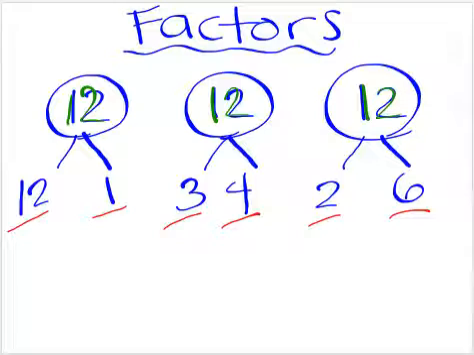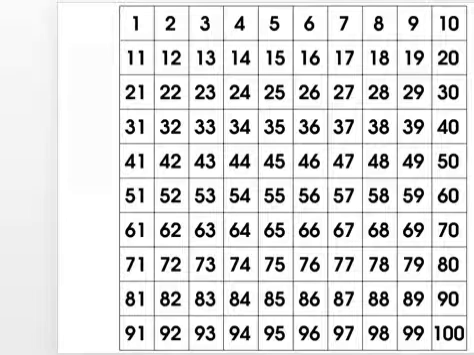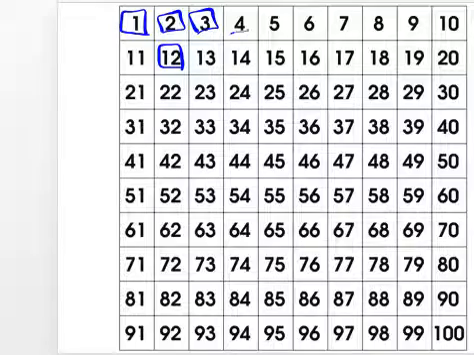So just to prove it to you, let me show you on a hundreds chart like we've seen in class what that looks like. If we think about the number 12 to start, let's highlight all of the factors of 12 leading up to the number 12. So 12 is where I'm going to land in the end. I can multiply 1 times 12, 2 times 6, 3 times 4, 4 times 3, 5 doesn't work, 6 times 2, no 7, no 8, no 9, no 10 or 11. So all of those numbers boxed in blue are factors of 12.